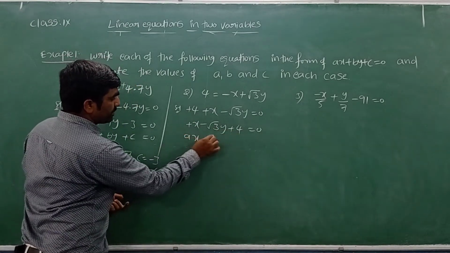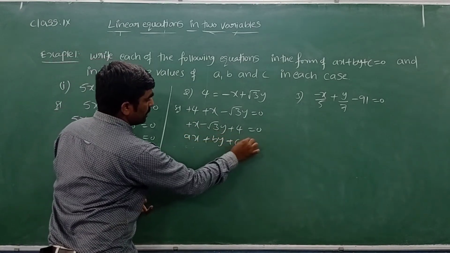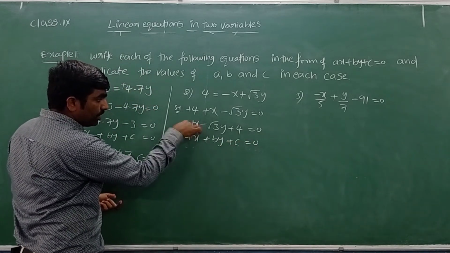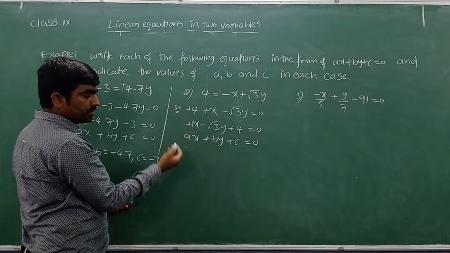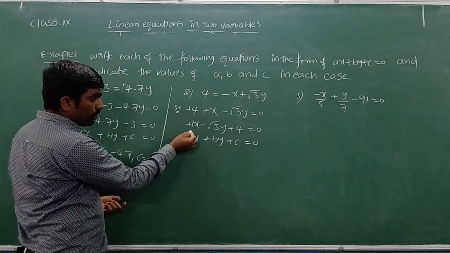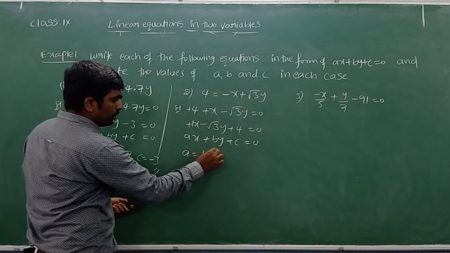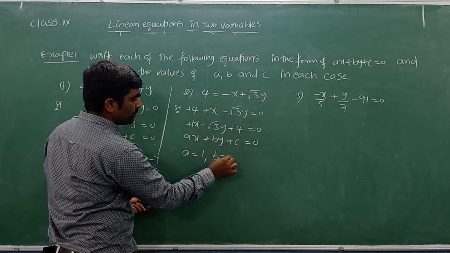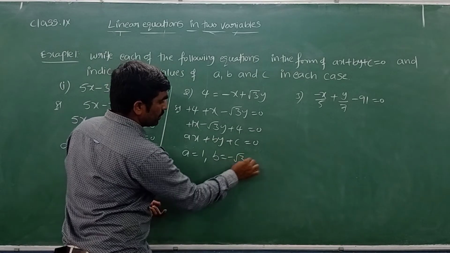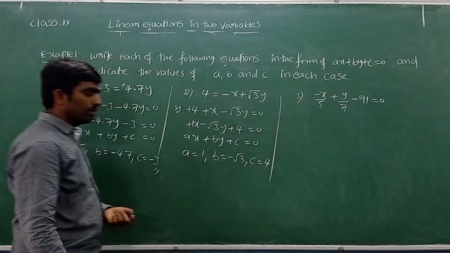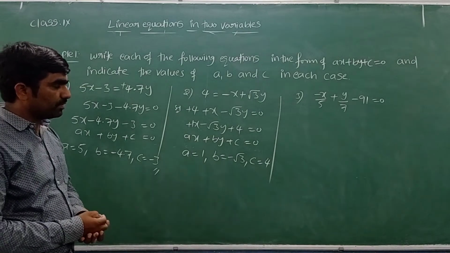We will write here ax plus by plus c is equal to 0, where a is equal to the x coefficient. If there is no coefficient, we can write 1. 1 into x only. So a is equal to the x coefficient, how much? 1. A is equal to 1 or plus 1. B is equal to the y coefficient, how much? Minus root 3. C is equal to how much? C is equal to 4. That is the way we can find the values of a, b, c.